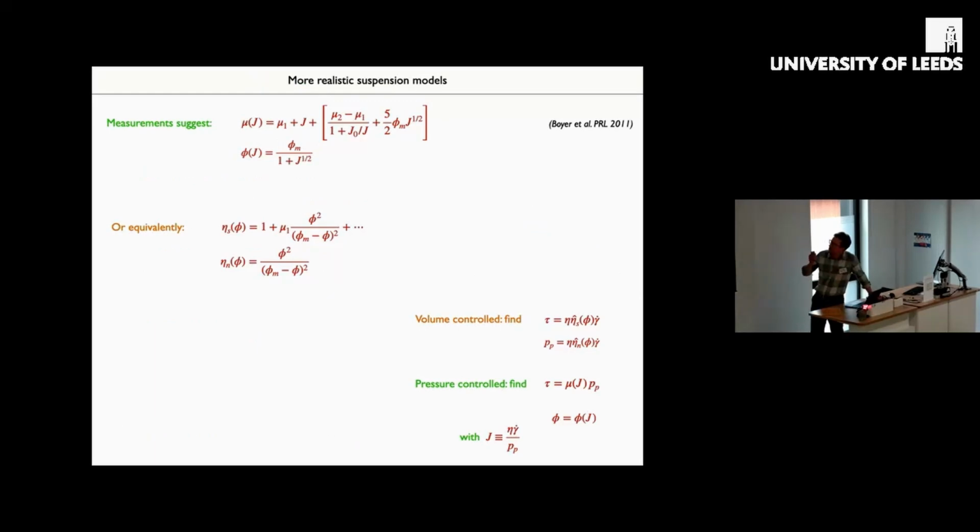Again, it's easy to get a bit lost in the detail here, so I'll try and focus on the important bits. What people have found empirically is that you can measure these things. You can measure the two etas, or you can measure the mu and the phi, and you get some fits.